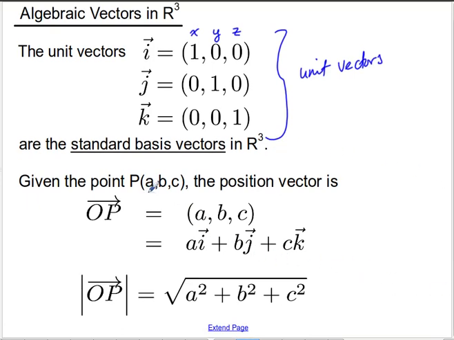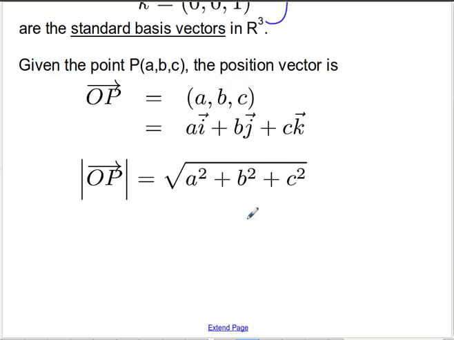If I have any given arbitrary point (a, b, c), the position vector has a vector component form of (a, b, c), which looks very much like our Cartesian point form. We can also express this in terms of our unit vectors. It has an x component of a, a y component of b, and a z component of c. We could break that up as a times the i vector plus b times the j vector plus c times the k vector, similar to what we looked at in two dimensions.